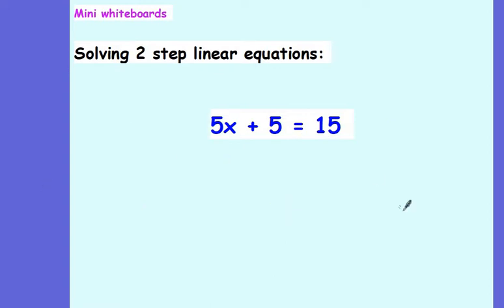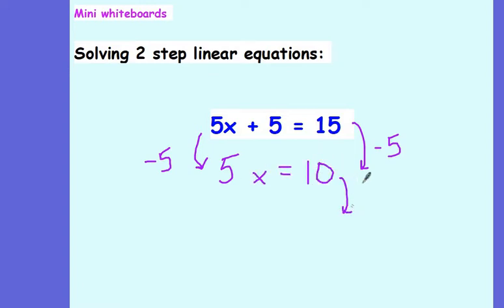5x plus 5 is equal to 15. Solve this one in your light blue books for me. Okay, we're going to start by subtracting 5 from both sides. That gives me 5x is equal to 10. And then if I divide both sides by 5, what do I get, Alicia? X is equal to 2. Lovely.